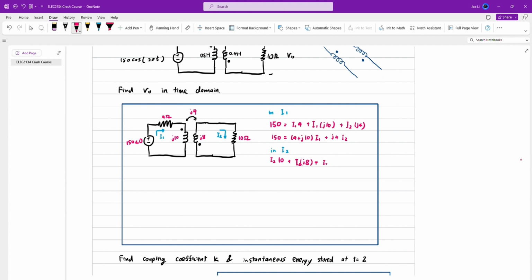I1 current goes into the dot and out of the dot, which means this is positive. Current goes into the dot and out of the dot like this. So this is going to go from positive to negative.